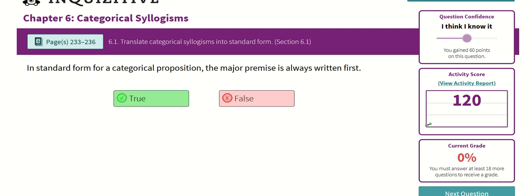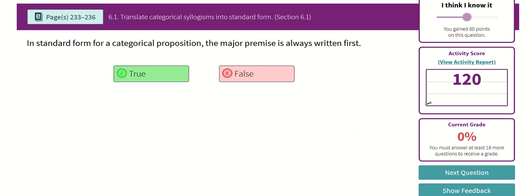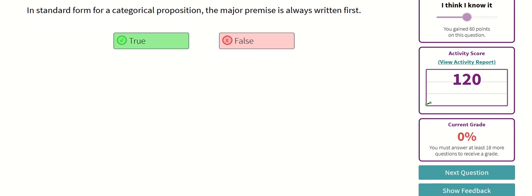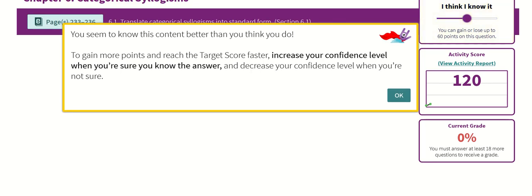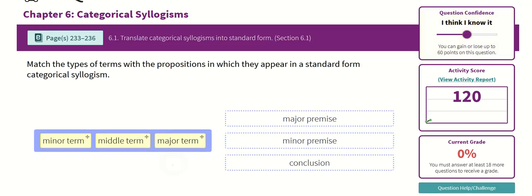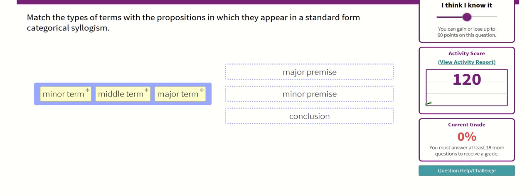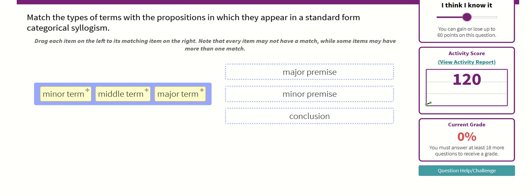Okay, so here we're just going through like basic truths about categorical propositions. I'm sure later on this quiz will test us when it comes to actually evaluating a syllogism. Let's try one more question. You seem to know this kind of better than you think. To gain more points and reach the target score faster, increase your confidence level, yada yada yada. I'm not doing that. Okay. Match the types of terms with the propositions in which they appear in standard form with the categorical syllogism. Okay, so we have the major premise, the minor premise, and the conclusion. Well, as you would suspect, the major premise is going to have the major term, right?